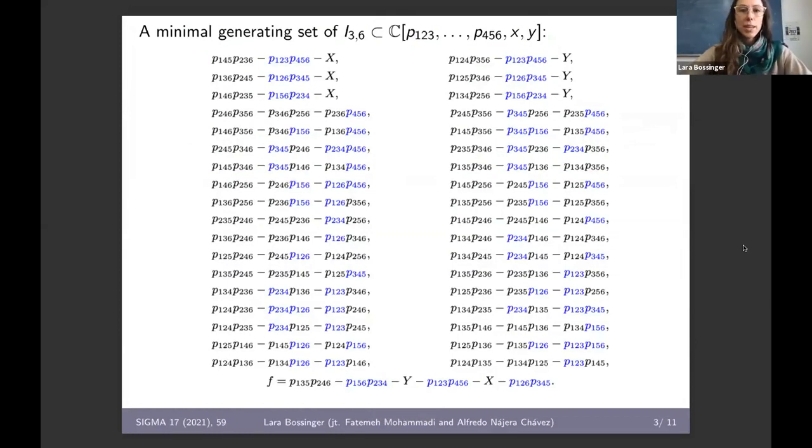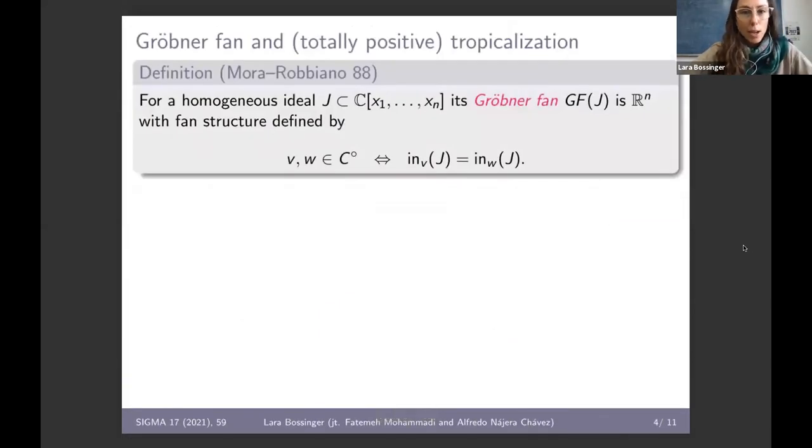Okay, so then I'm going to start with a little background on Gröbner theory. Also, James has mentioned this in his talk. So what we're going to focus on now is the following setup. We're going to consider a homogeneous ideal inside some polynomial ring. This is the case for the two ideals that I've just introduced.